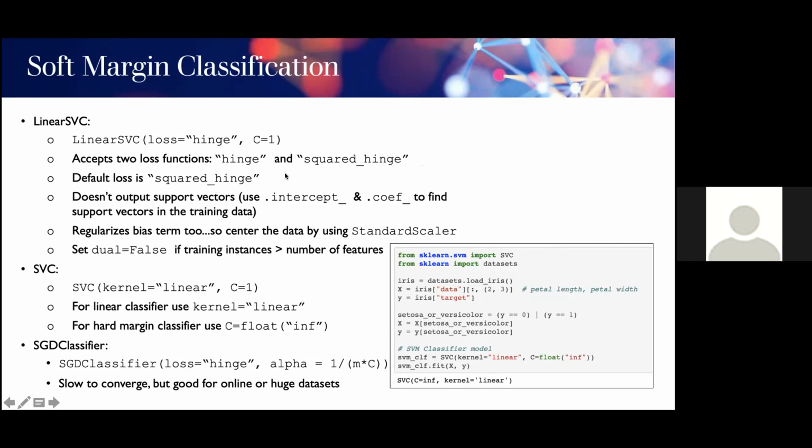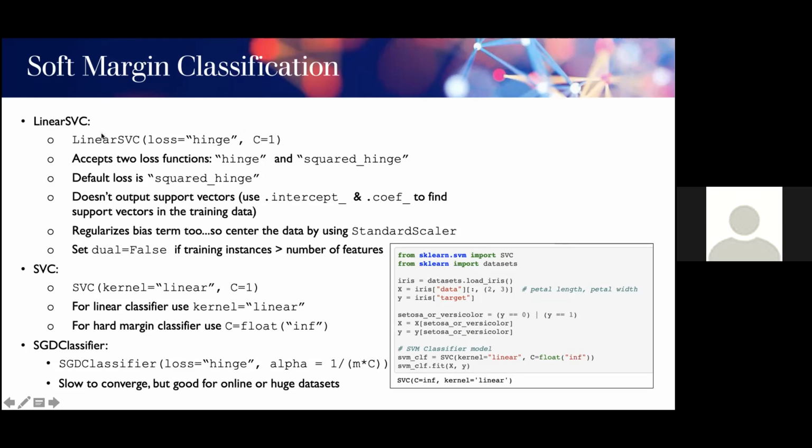The default that linear SVC uses is the squared hinge, but support vector machines, the classical version of them, always use hinge loss. So you do need to change that if you want to use support vector machines. If you use the squared hinge, it still is a support vector machine, so it's not a huge deal, but we do need to know the distinction here.